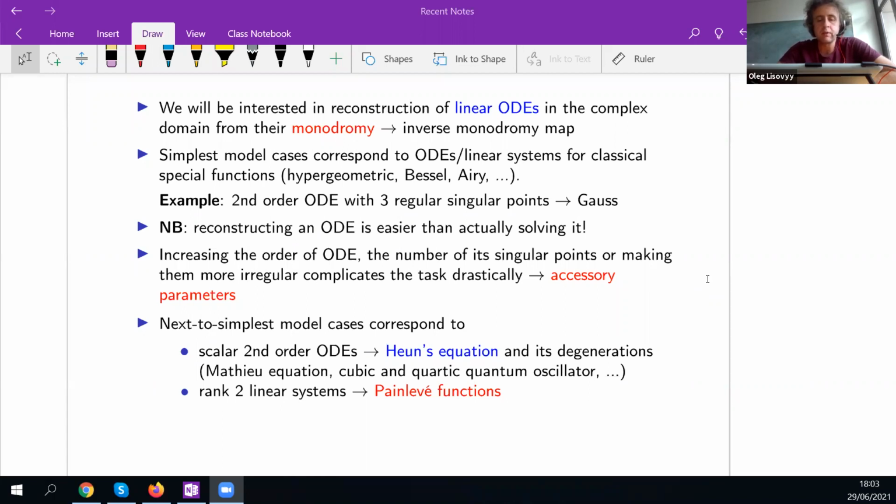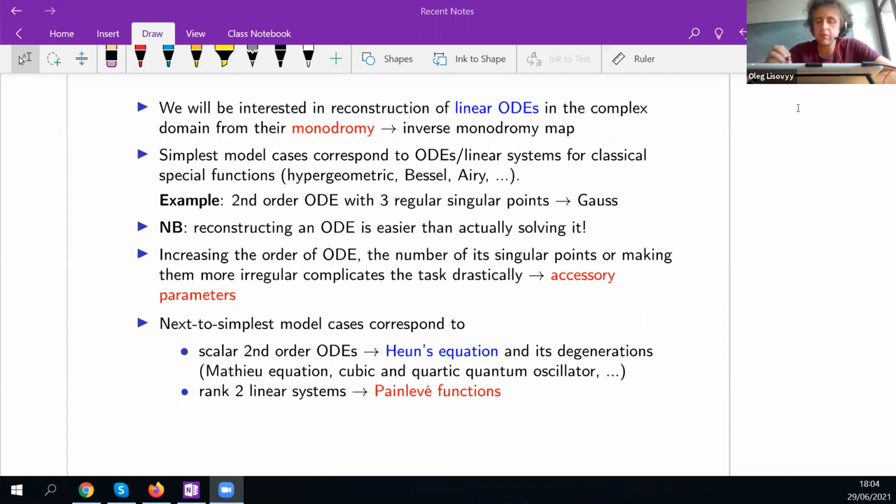This is, of course, a very old problem studied by Riemann, Schwarz, Poincaré, and others after them. The simplest model cases of this reconstruction problem correspond to ODEs for classical special functions like hypergeometric, Bessel, Airy. Perhaps the simplest example is the hypergeometric equation, which is the canonical form of a second order ODE with 3 regular singularities.